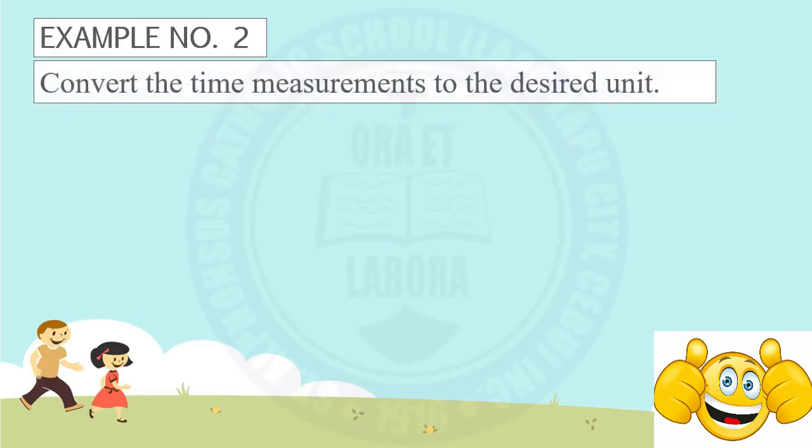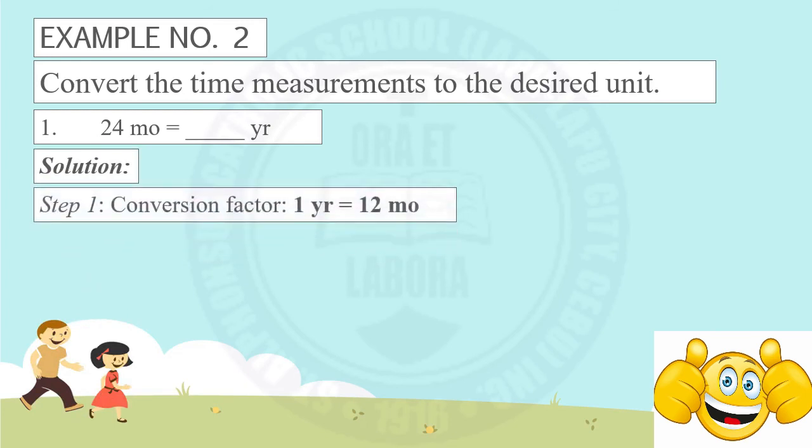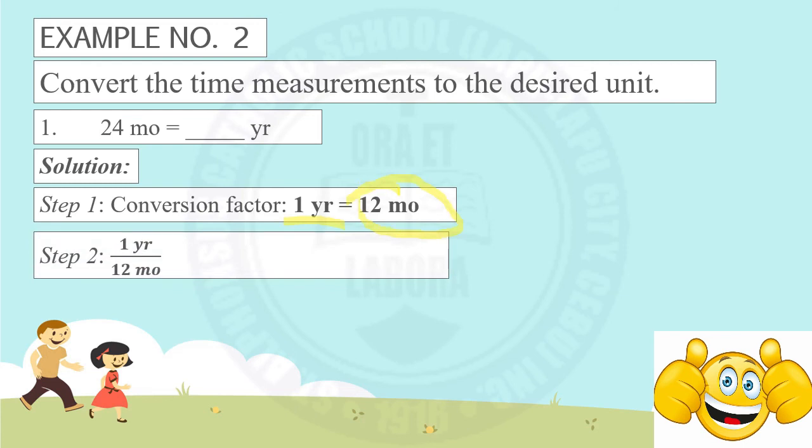Convert the time measurements to the desired unit. 24 months to year, or how many years in 24 months? Solution. Conversion factor. Remember, 1 year is equal to 12 months. 1 year will be put in our numerator because this will be our desired unit. 12 months will be put in our denominator because we need to cancel out months.